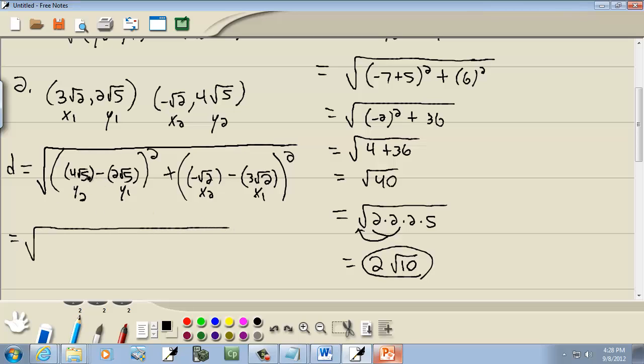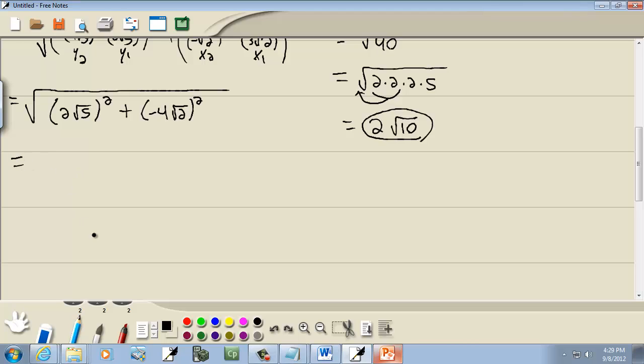Okay, if your square roots are the same, like this right here, they both have a square root of 5, you add or subtract the numbers that are out in front. Well, we got 4 minus 2, so that gives us 2 square root of 5 squared, plus now these square roots are the same too. They both have square root of 2, so I'll add numbers out in front. And I got -1, -3, which gives us -4 square root of 2 squared.